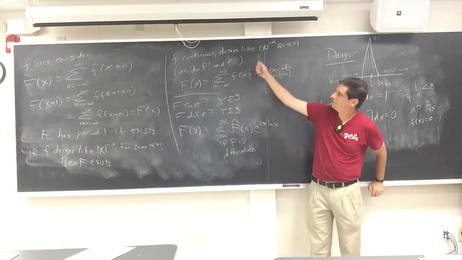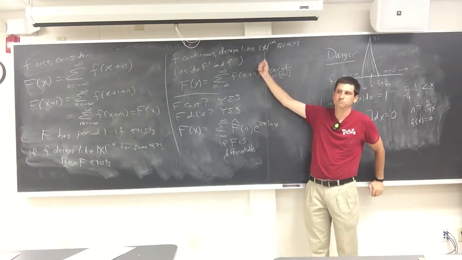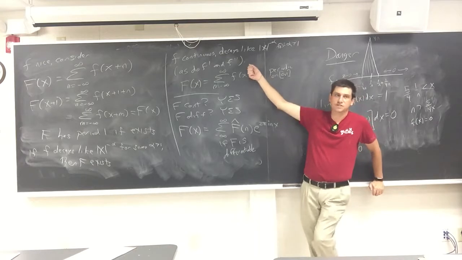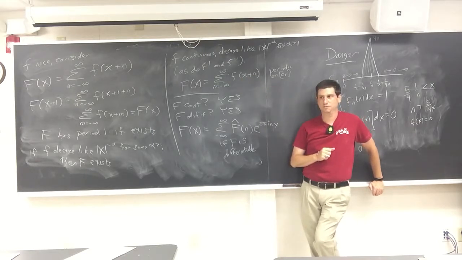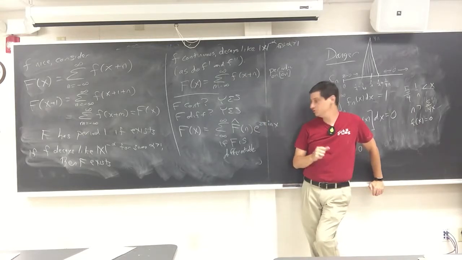Because I'm assuming both f prime and f double prime are decaying rapidly at infinity. I'm assuming f is continuous. I'm assuming we have rapid decay. Based on all those assumptions, this should probably be differentiable. And if it's differentiable, then we can use Dirichlet's theorem. And Dirichlet's theorem says we have this pointwise convergence.